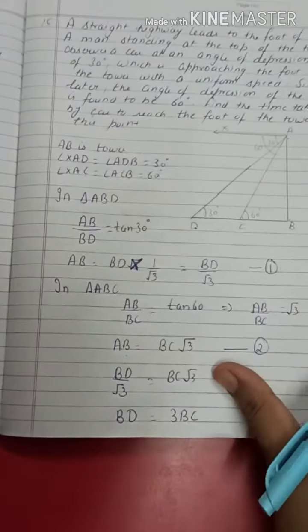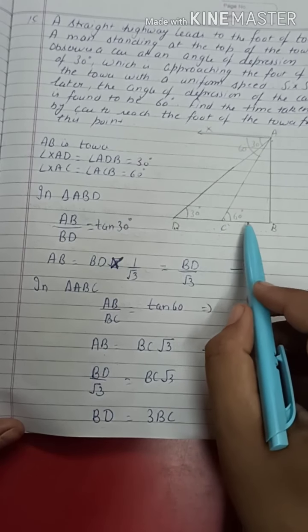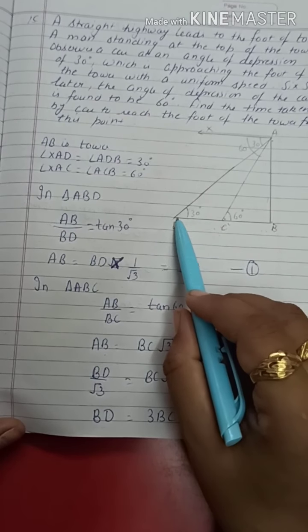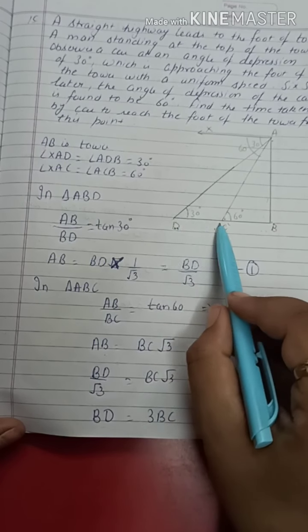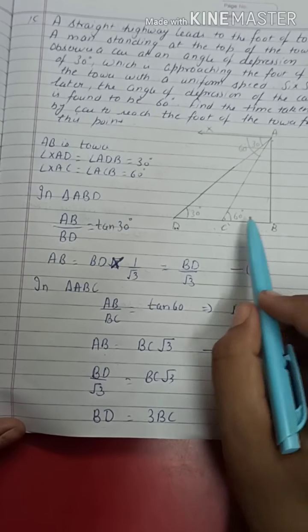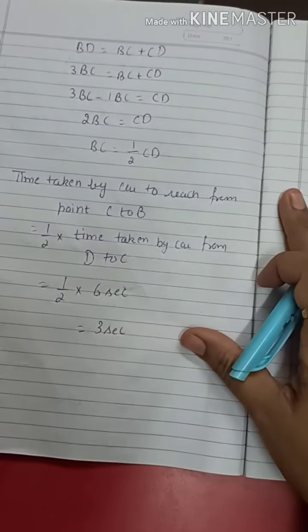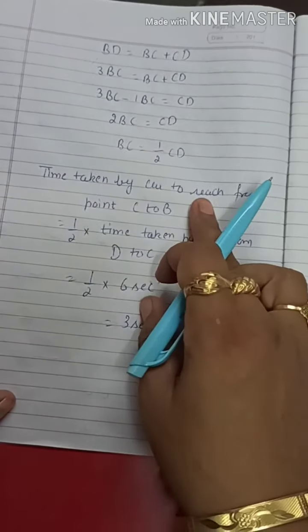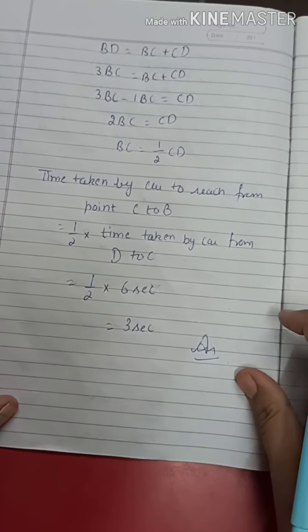Now look at the question again. BC is half of CD, meaning CD is double BC. We know the time of the car from D to C is 6 seconds, and this distance is half. The car is moving at a uniform speed, so the time will also be half. In a similar way, half of 6 seconds is 3 seconds, the time taken by the car to reach from point C to B, and that will be the answer of this question. Thank you very much.